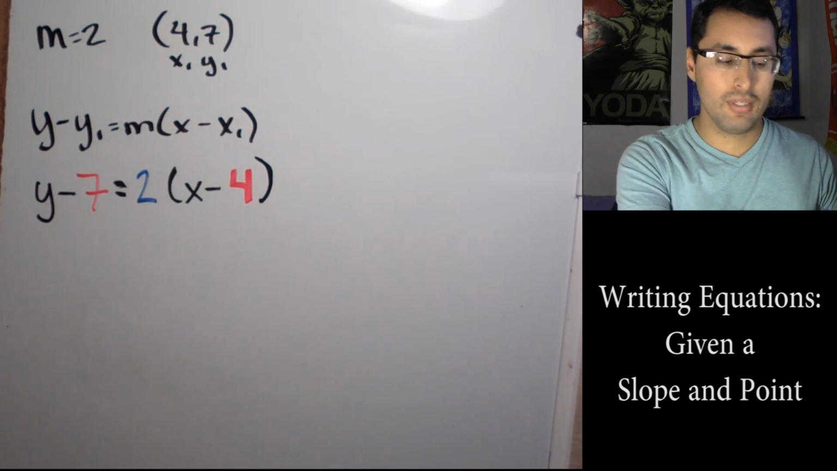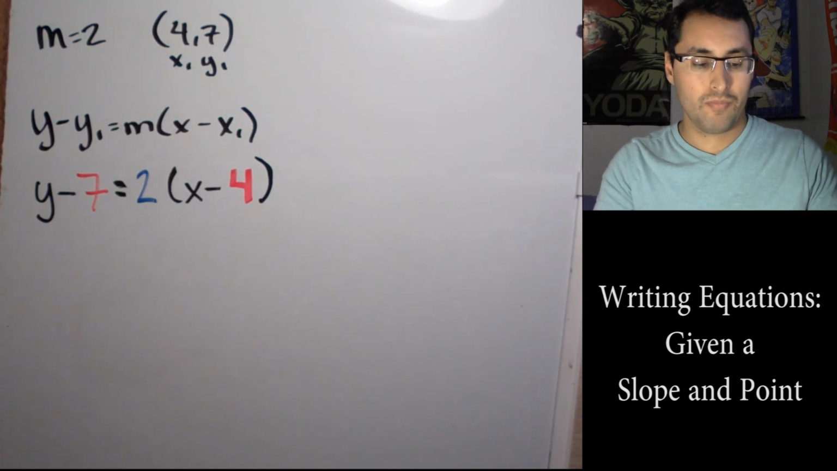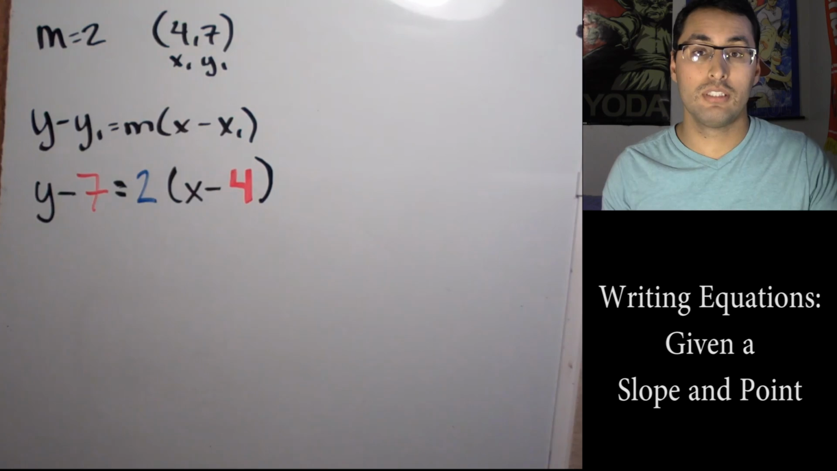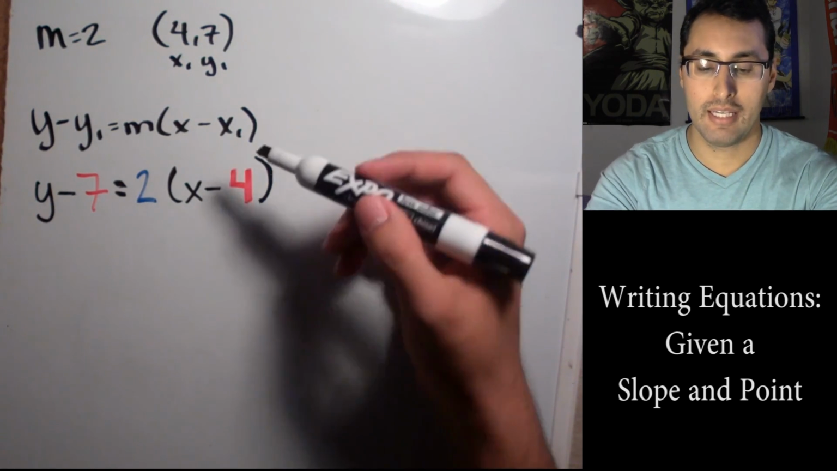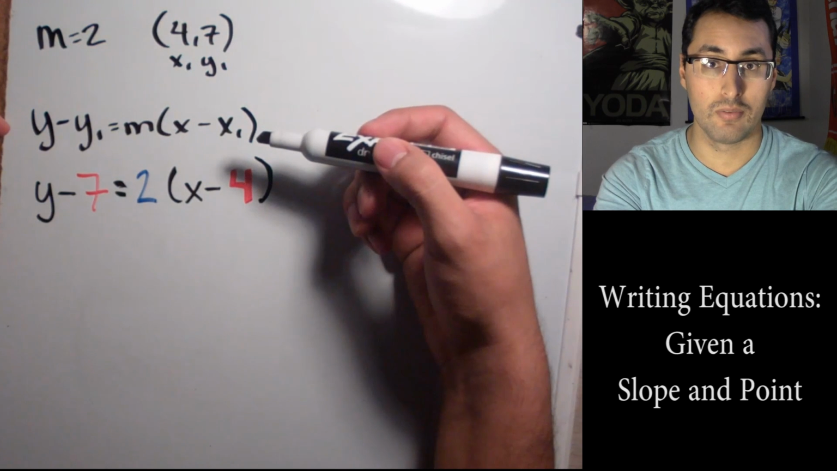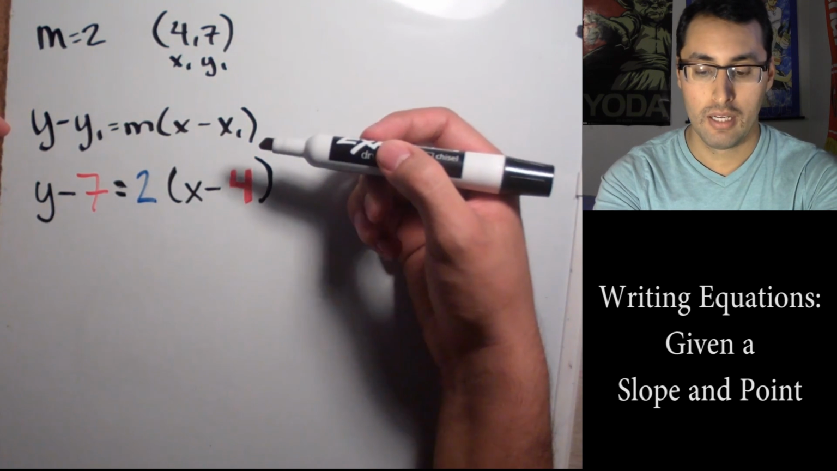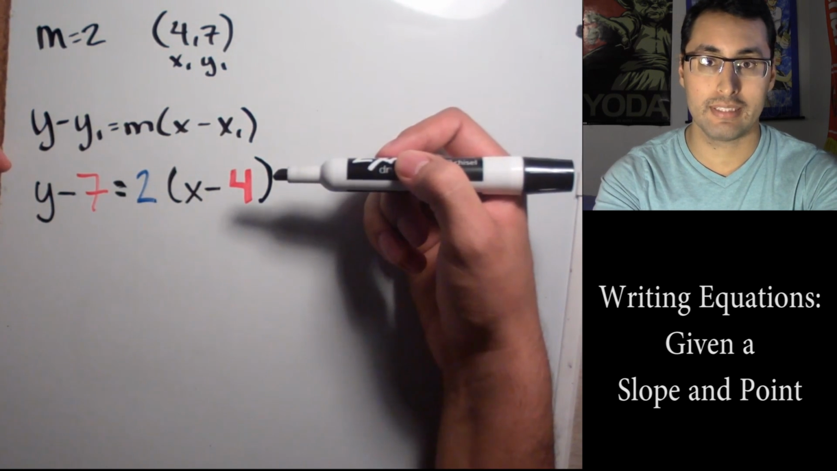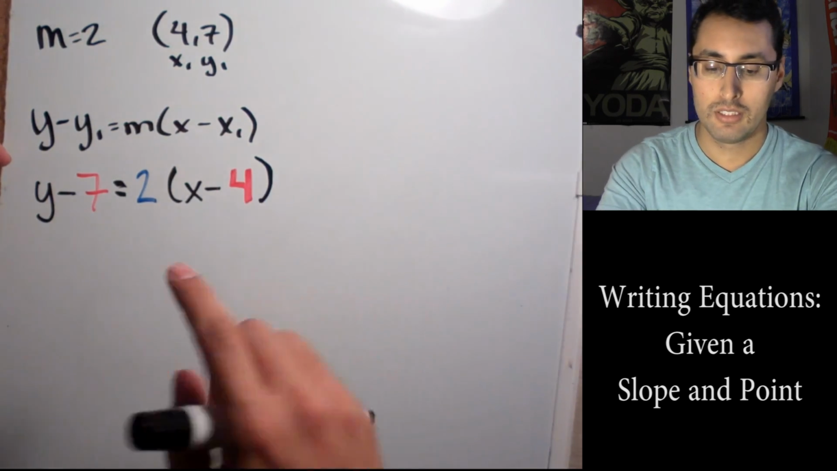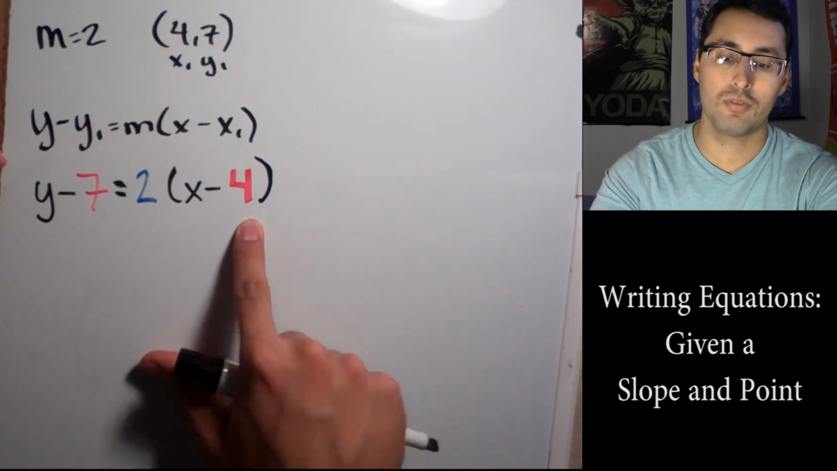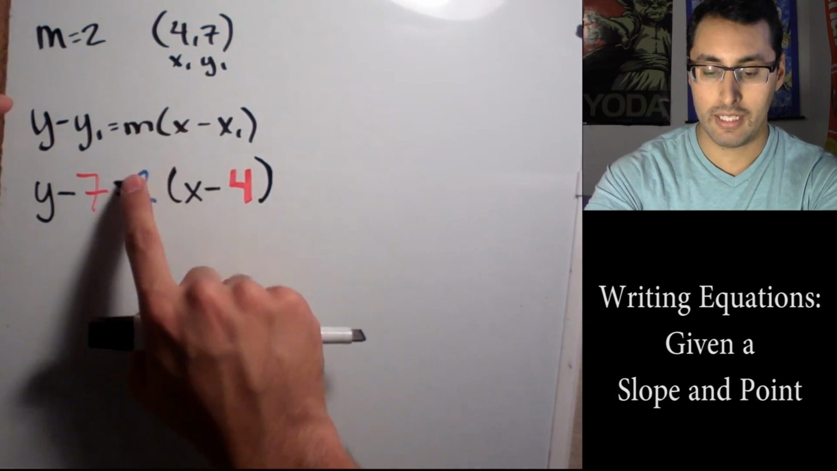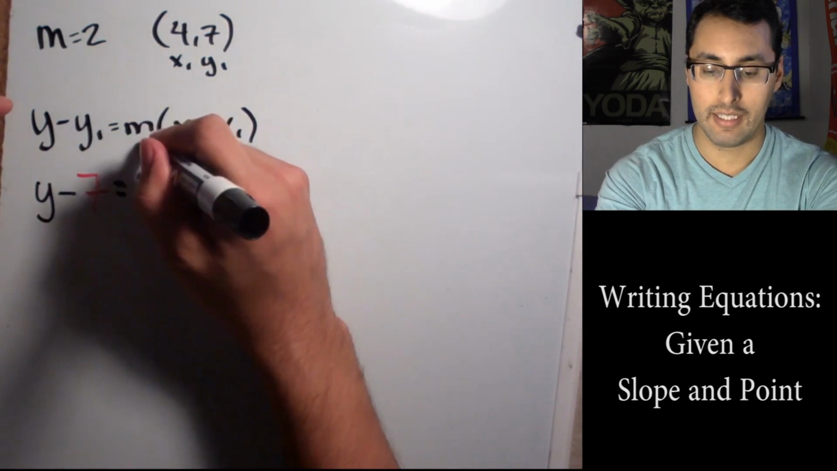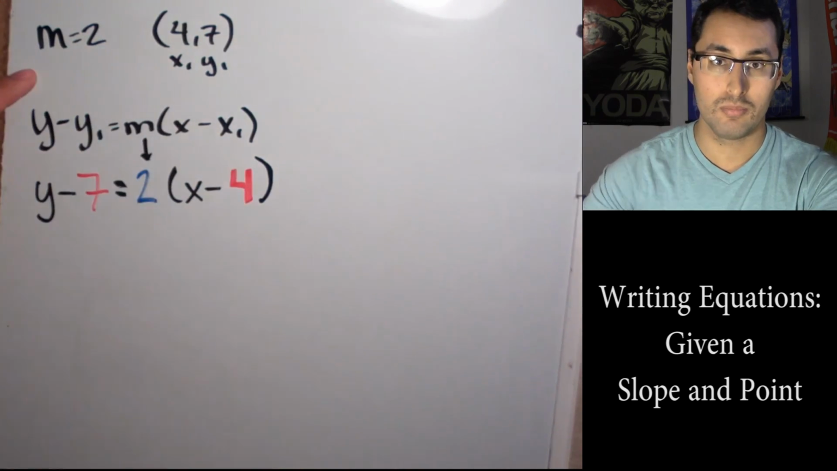Notice how when I simplified, I used different colors here. If you want to use different colors, it may help you. Anything that was in black came from the original equation, the original point-slope form. Anything that was in color is what I input. So this 7 and the 4, where did they come from? They came from the point. And this positive 2 was the m here. That came from our slope.